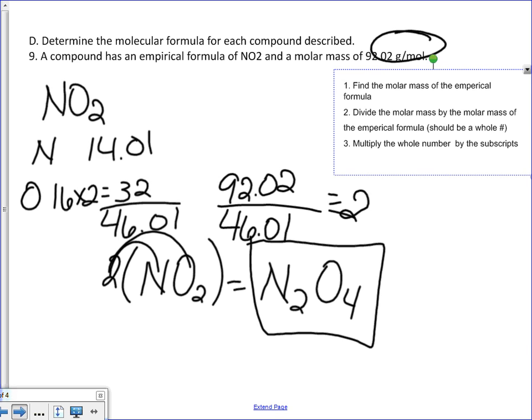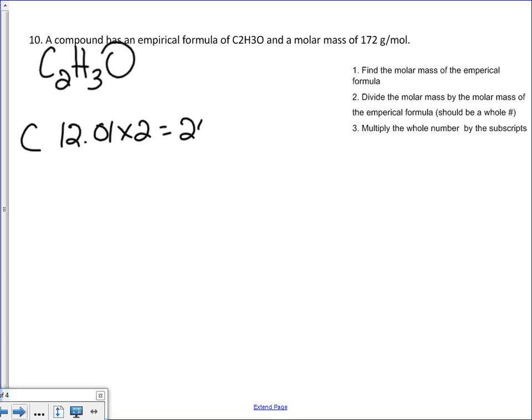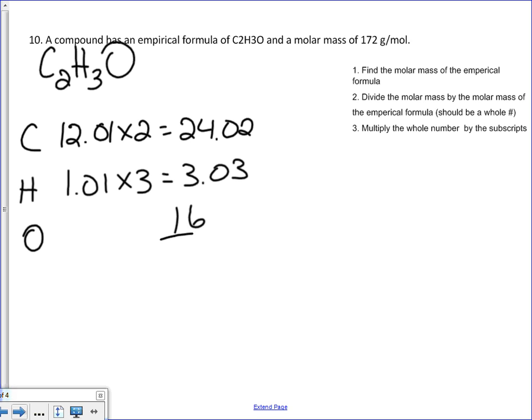Right. And then the last sample problem. A compound has an empirical formula of C2H3O and a molar mass of 172 grams per mole. So step 1, find the molar mass of the empirical formula. So for carbon, I have 12.01 times 2. For hydrogen, I have 1.01 times 3. These values, I'm just getting them from the periodic table. And then oxygen is just 16.